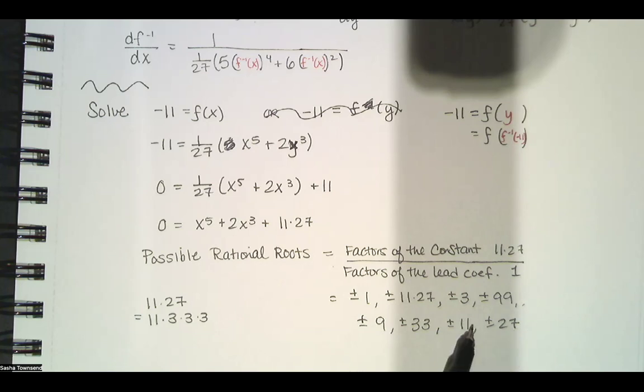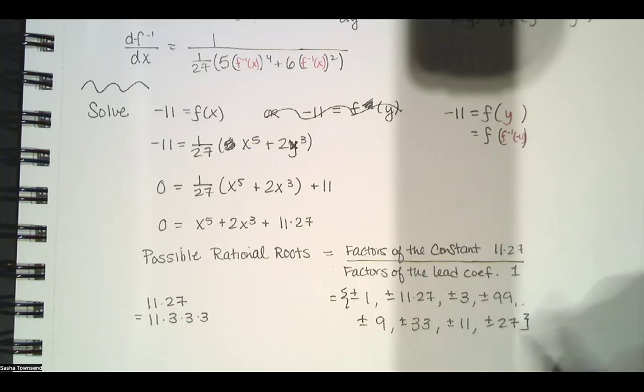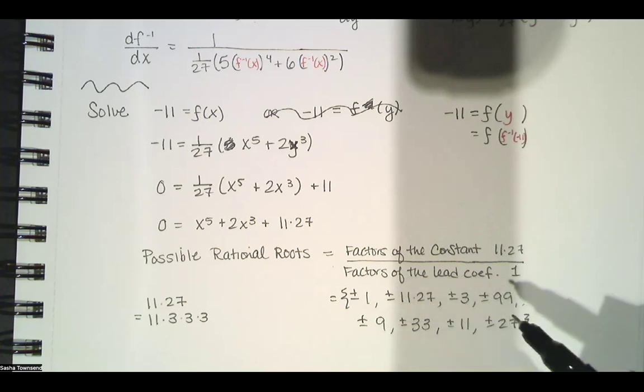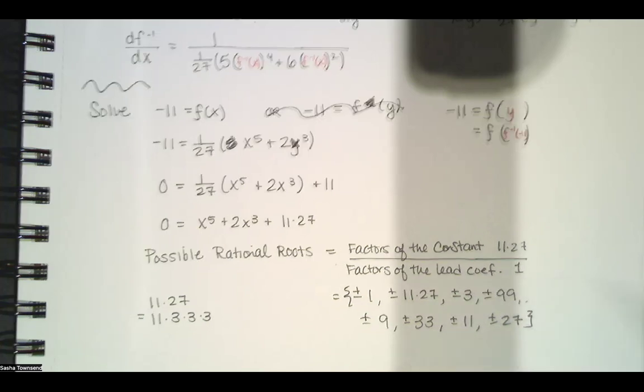So if I look at 12, 13, 14, 15, 16, 17, 18, 19, 20, 21, 22, 23, 24, 25, 26, none of those are factors of this. And then the factor after 27 is 33. So this is our list of possible rational roots. We have a lot of them, 1, 2, 3, 4, 5, 6, 7, 8 possible rational roots, times 2 because you could have positive or negative roots. So you have 16 possible roots.